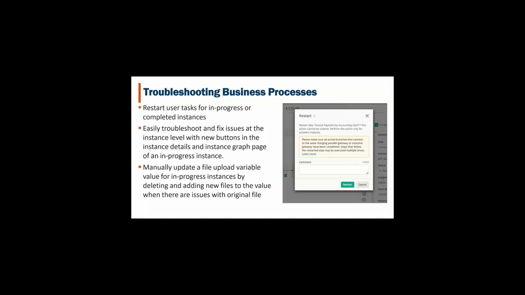For example, if there's an issue with a user task, those can now be restarted. Previously, there was only a retry button for service tasks, but now you can restart a user task as well. There are also options for fixing issues on multiple pages that make that a bit more accessible. Also, you can now upload a new file to a process if the original file is not what you needed. All of these features are in an effort to help with not just building processes, but also simplifying troubleshooting for more intuitive experiences.